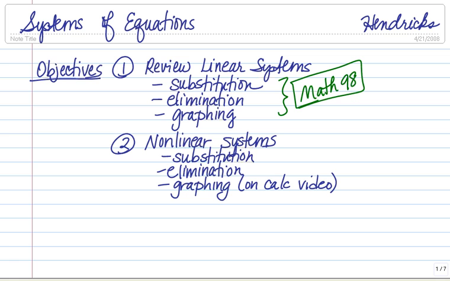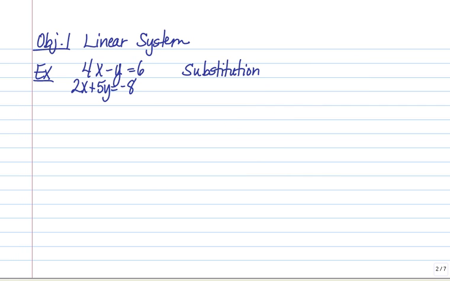So we're going to talk about reviewing those and methods to solve those, which deal with substitution, elimination, and graphing, and then extend those concepts to apply to nonlinear systems. Do you remember what I even mean by a system? A system of equations is just a set of equations that must be solved simultaneously.